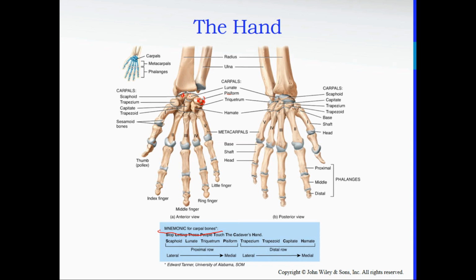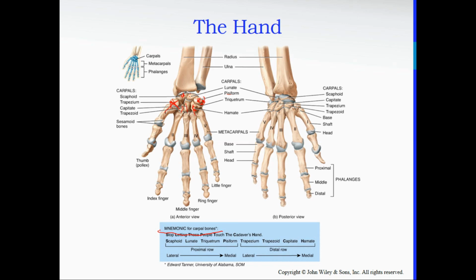And now you have the other 2 that start with a T, trapezium, trapezoid. So trapezium rhymes with thumb. So the one that touches at the base of the thumb is the trapezium. So then we go trapezium, trapezoid, capitate, hamate. And when you actually look at the hamate, it's going to have this little post on it that makes a little hook. And so I say the hamate's got the hook, and that helps you remember.